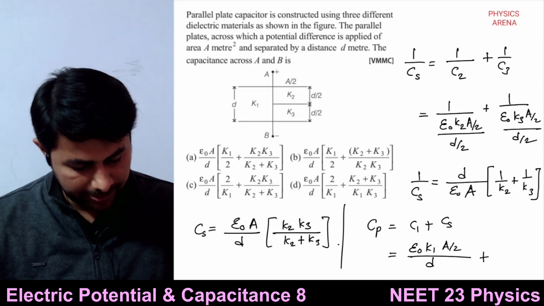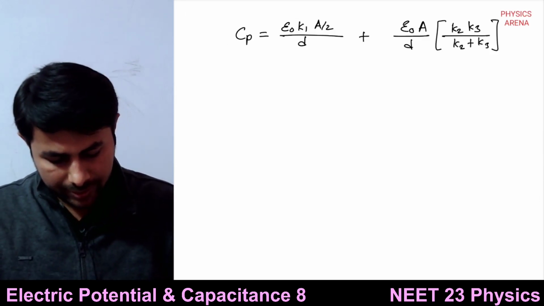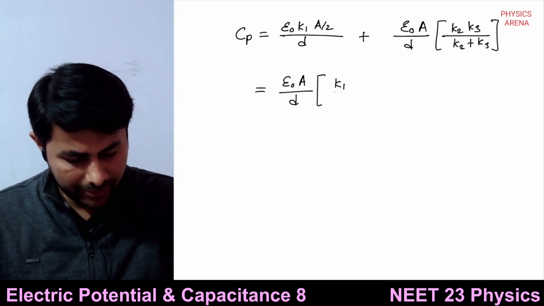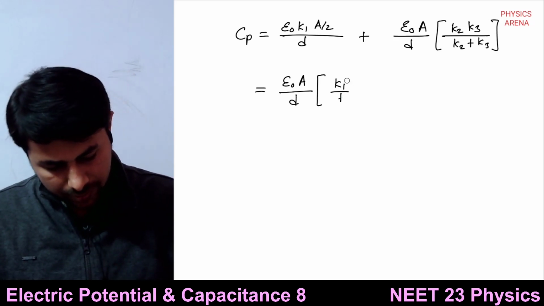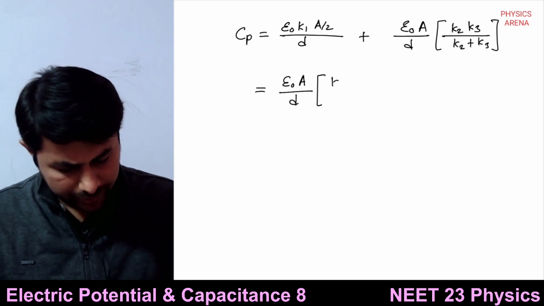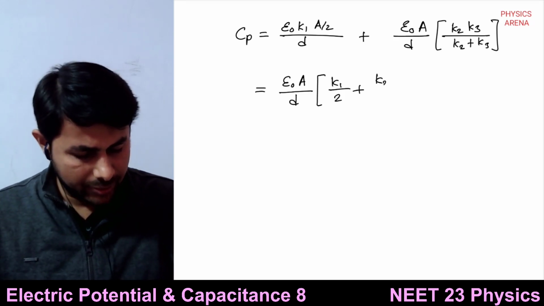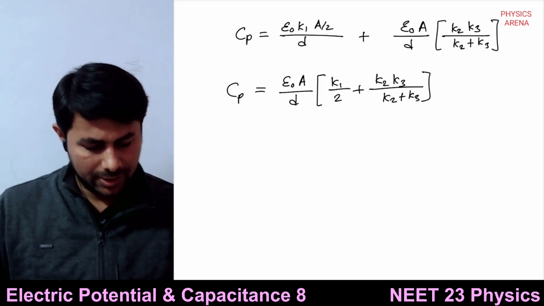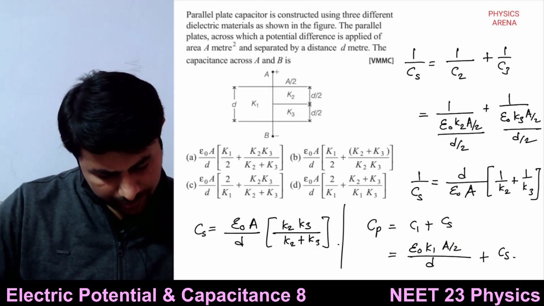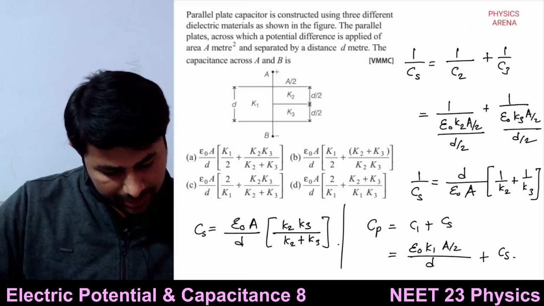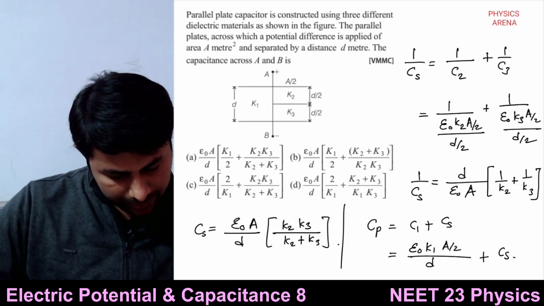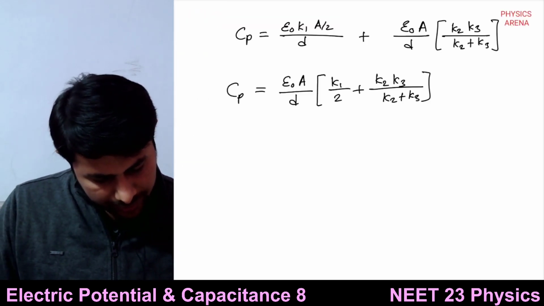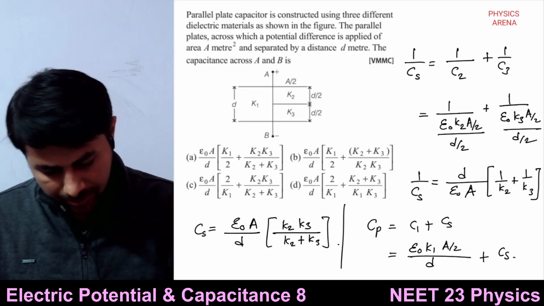Okay, so I will take it on the next page. Take epsilon naught A upon D common. So what do we get? Epsilon naught A divided by D common, we have K1 divided by 2 plus K2 K3 divided by K2 plus K3. So this is the total capacitance. Let's check if there is such an option. K1 upon 2 plus K2 K3 divided by K2 plus K3. Option A, right? It is K1 upon 2 plus K2 K3 divided by K2 plus K3. Option A.